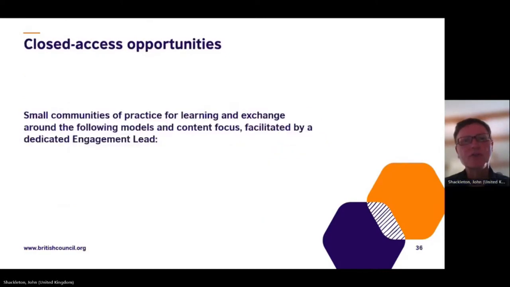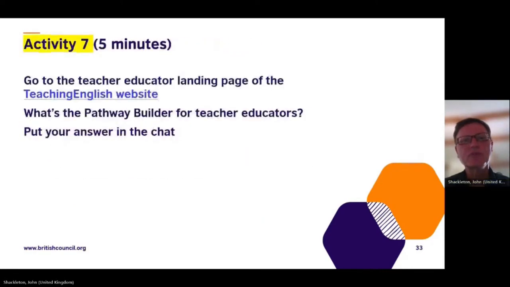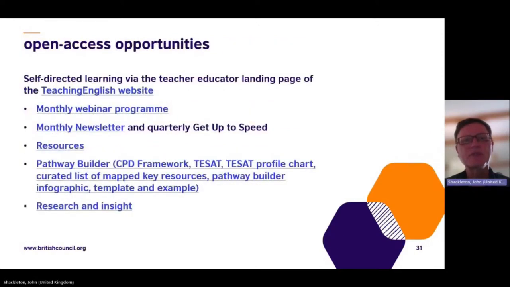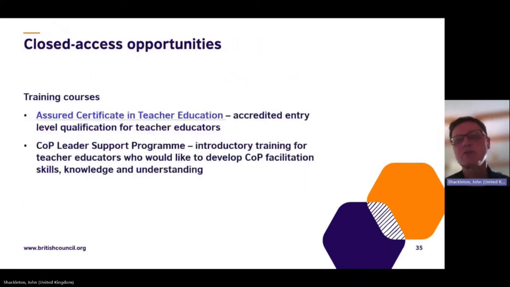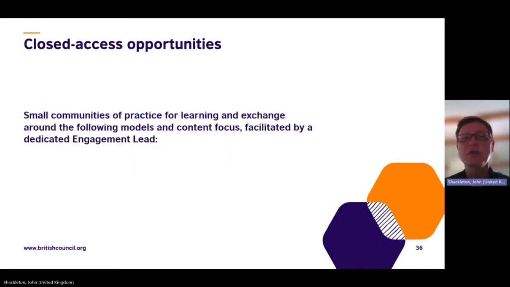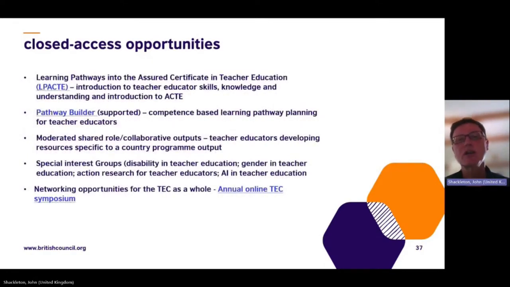Okay, so just to be clear then, we've got two types of opportunity for you. Open access via the Teaching English website, open access opportunities that you can include in your learning pathways. And we have closed access opportunities that are available for teacher educators who are working with the British Council. Those opportunities include training courses, and belonging to a community of practice that's looking at training, shared roles and shared interests, with a big symposium in December that brings all of that together.